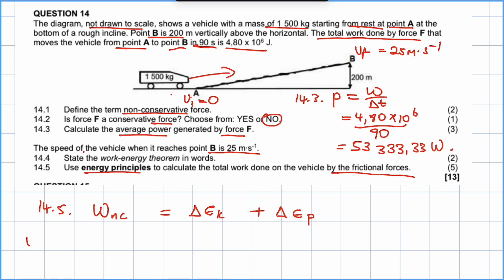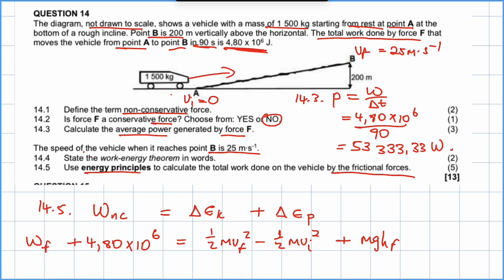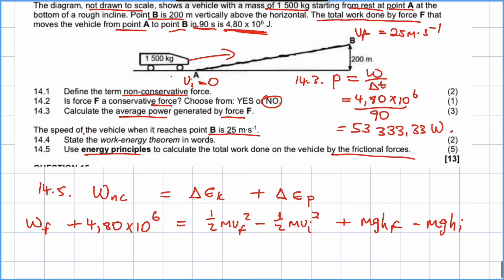So work done by the frictional force is unknown. I'll just write W_F. And then the work done by the applied force was given as 4.80 times 10 to the power 6, is equal to change in kinetic energy. It's half m vf squared minus half m vi squared. Change in potential energy is m g final height minus m g initial height.